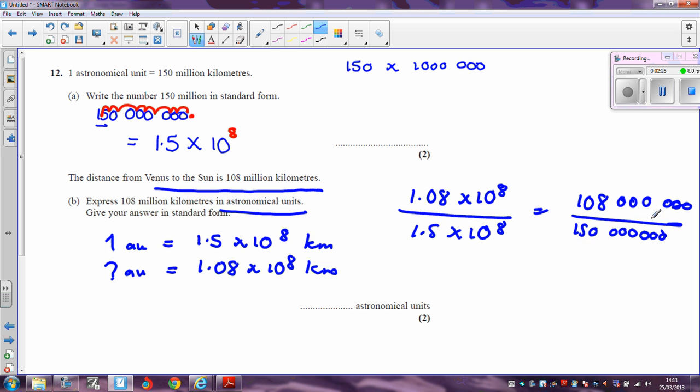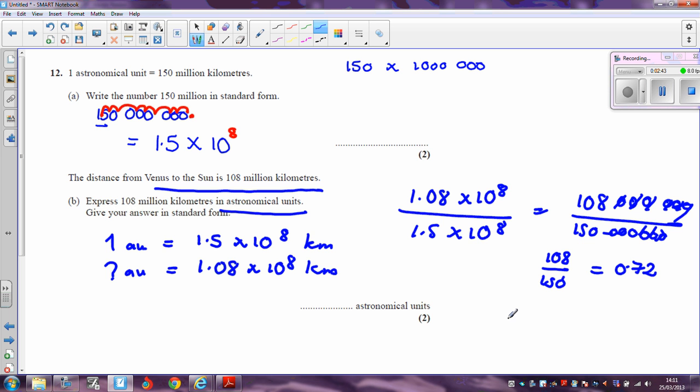Either way, you can do this on your calculator. Actually, this is probably slightly easier. Remove the zeros. You've got 1, 2, 3, 4, 5, 6. All you need to do is 108 divided by 150, which comes out as 0.72. Now, for some reason, they want us to write that in standard form.